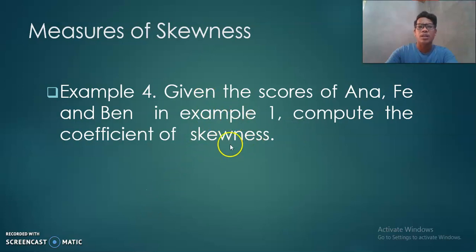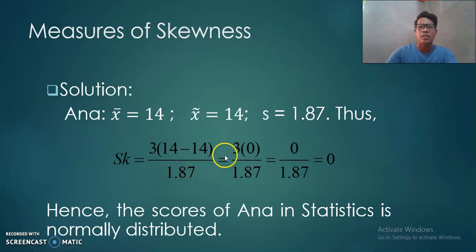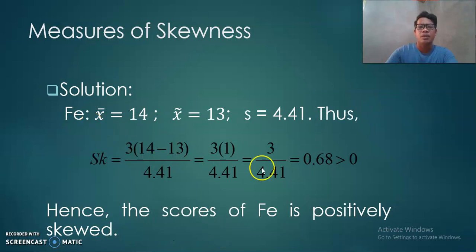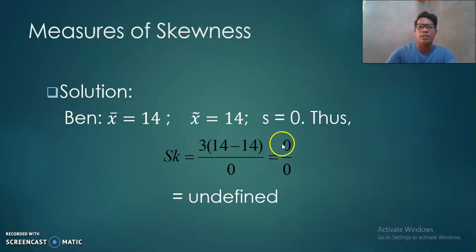Take a look at this example. We try to compute the coefficient of skewness of these three persons. For Anna, since the mean and median are equal, of course the computed skewness is 0, so it's normally distributed. For Fe, it's 0.68, which is greater than 0. So the scores of Fe are positively skewed. In other words, there are a lot of low scores for Fe. And then for Ben, it is 0 over 0, since the computed mean is 14 and the median is 14, so we subtract that, then multiply by 3, that's 0. Then the standard deviation is also 0, so it's undefined.